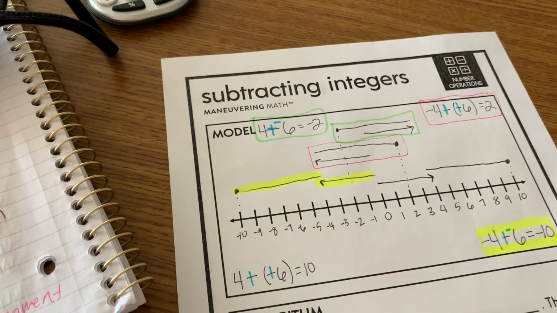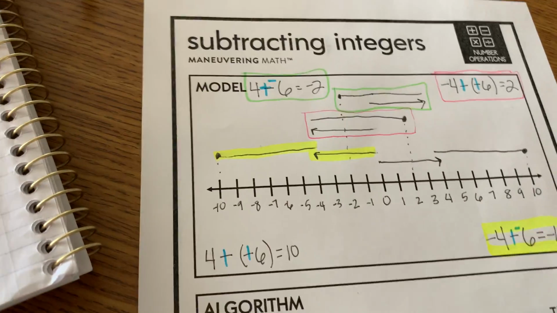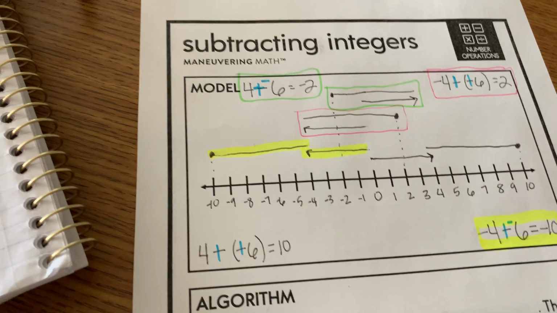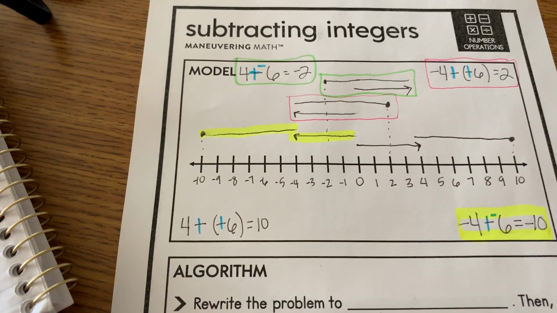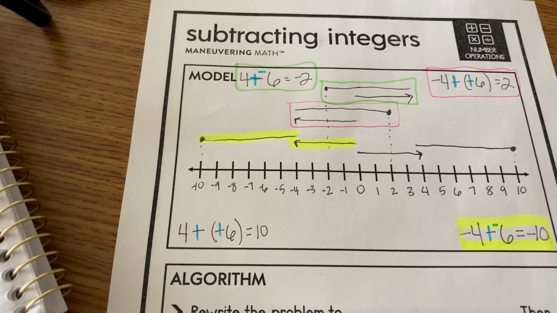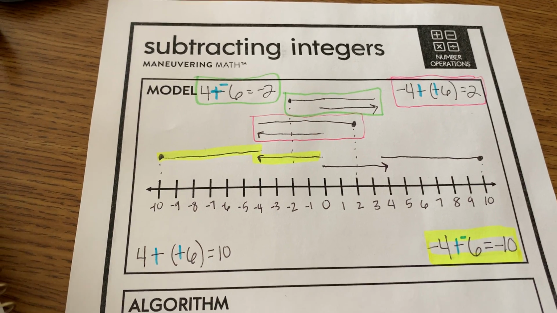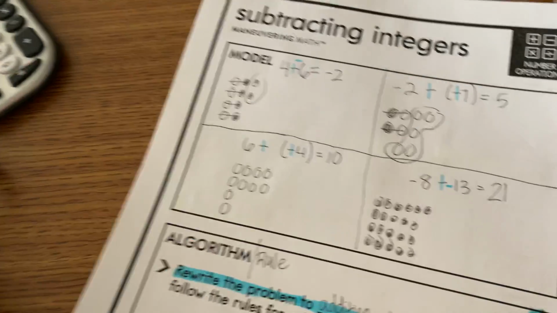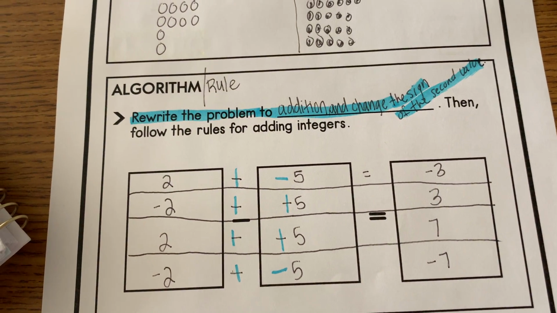Okay, so again, this is just showing you that subtraction problems are really just, you solve them the same way as you solve addition problems. You just have to change them to addition problems first by changing the subtraction symbol to a plus sign and then changing the sign of the second value. Okay, so that is 3 different ways, or really I guess 2 different ways to model out subtracting integers, and then you have your rule.